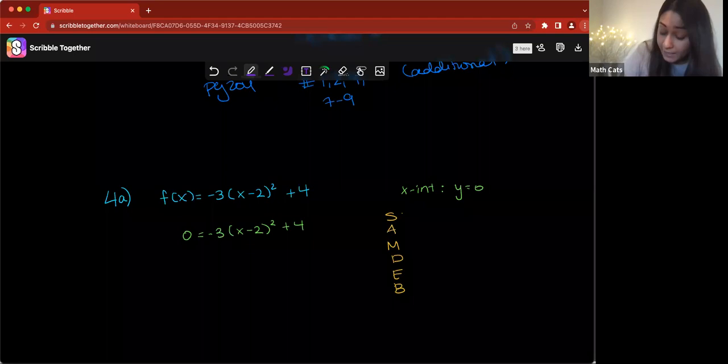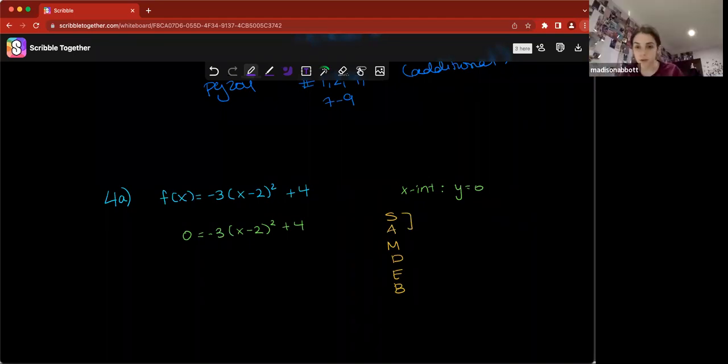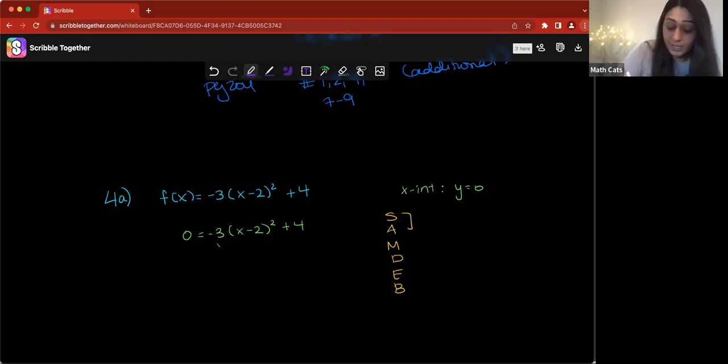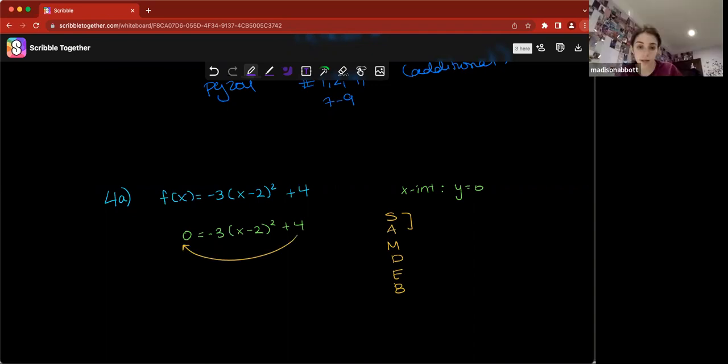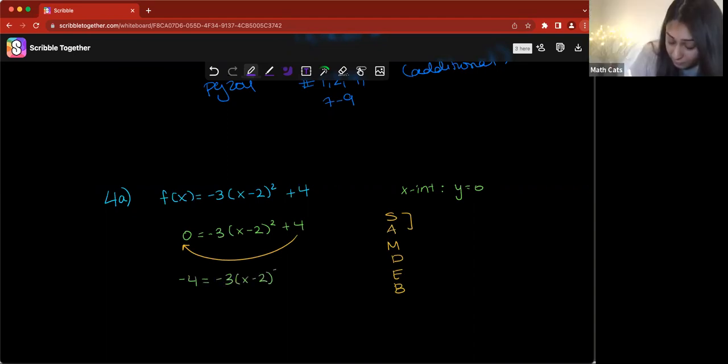Is there anything adding or subtracting outside the bracket? Yes, -3 times the bracket, plus 4. So that plus 4 has to go to the other side. If it goes to the other side, it becomes -4. Perfect. -4 equals -3 times (x minus 2) squared. Great. Now there's nothing adding or subtracting left outside of the bracket.